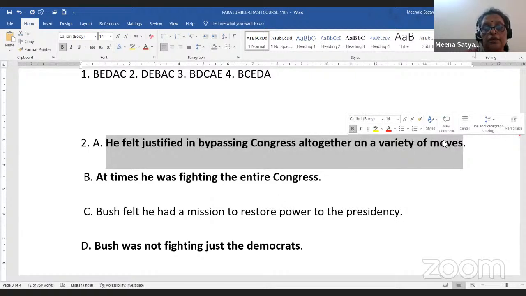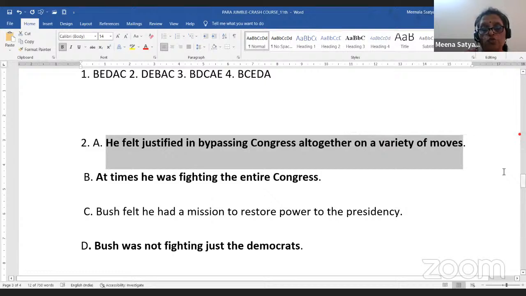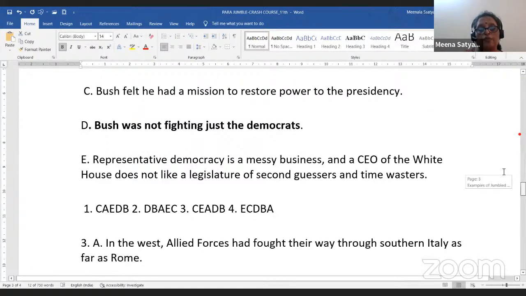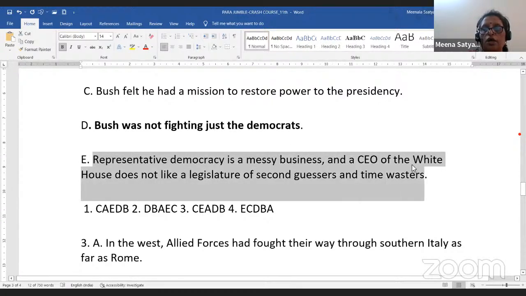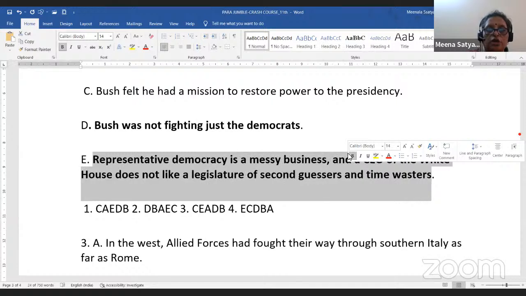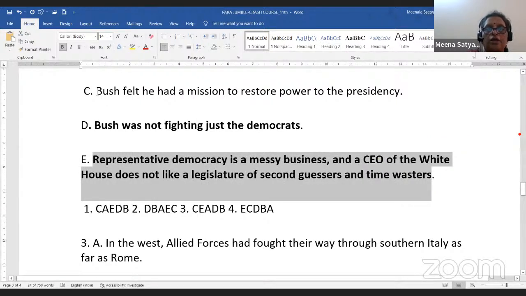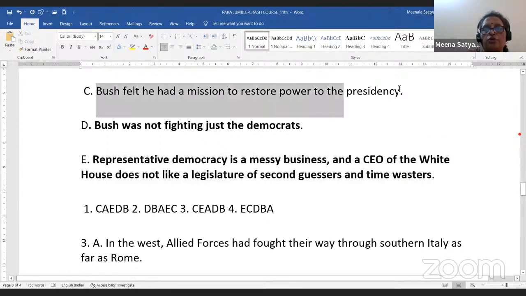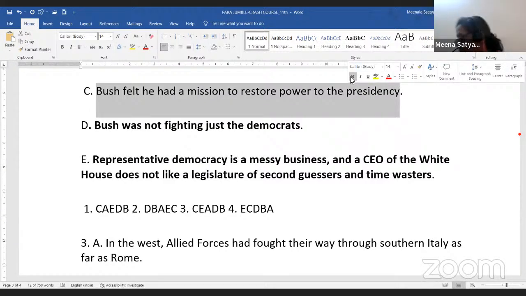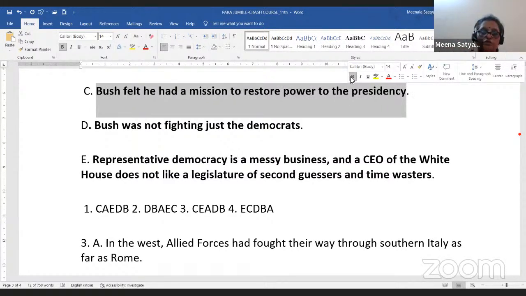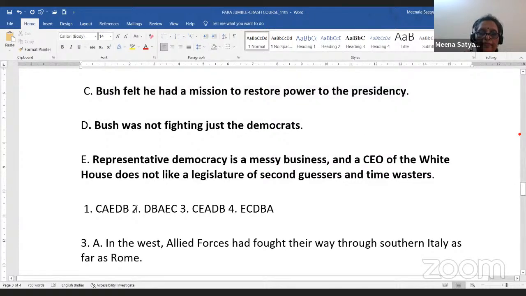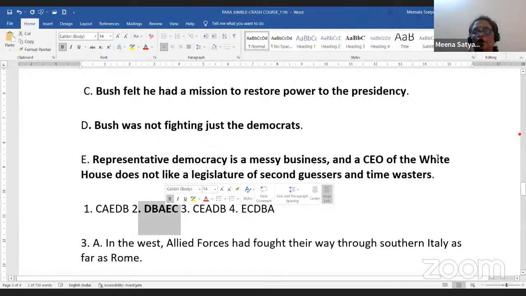So D, B, A, you have two more, and then what happens is E and then C. Representative democracy is a messy business, and the CEO of the White House does not like guessers and time wasters. And ultimately, he felt he had a mission to restore power to the presidency. So this answer is 2. So that is the answer.